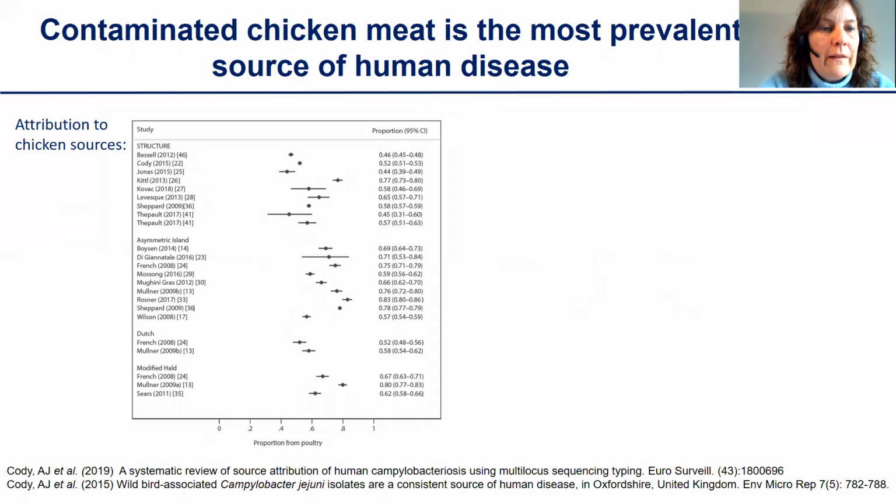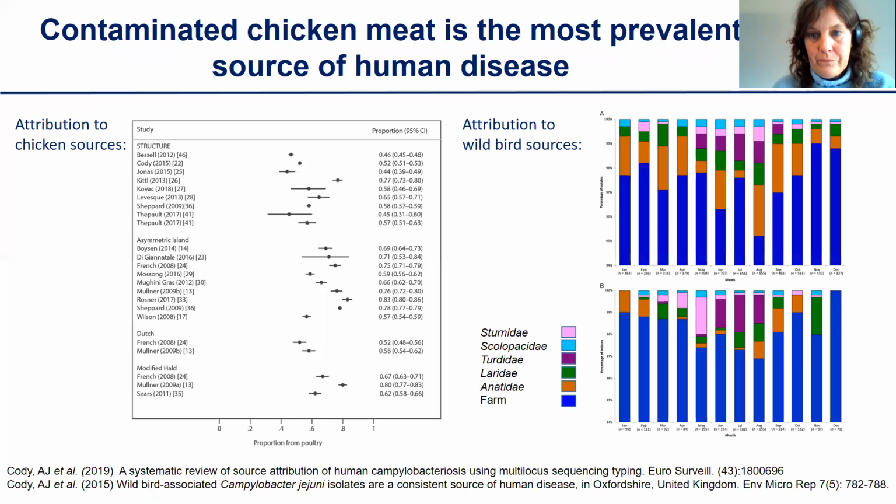This is one of the last publications that Ali did. So she did a systematic review of source attribution of human campylobacteriosis. And using several different models, they predict that between 44 and 83% of human disease is derived from contaminated chicken meat. And then the next most common source would be ruminants. So Noel's going to talk a bit more about this later on.